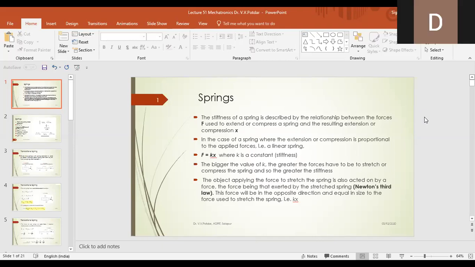can be modeled by using certain basic elements, and out of those we started off with the translational mechanical system. We concluded that any of the translational mechanical systems can be modeled by using three basic elements: one was spring, second was damper, and third was mass element.